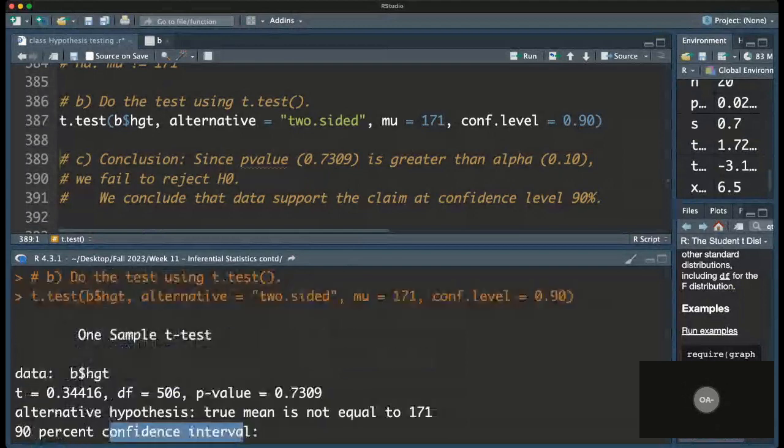But don't forget, when you write your conclusion, state your confidence level. State your confidence level so that someone doesn't redo your work at a different confidence level and come to a different conclusion and then challenge your work.